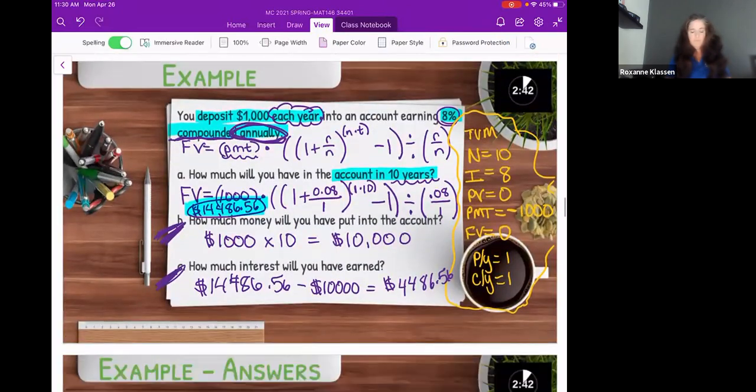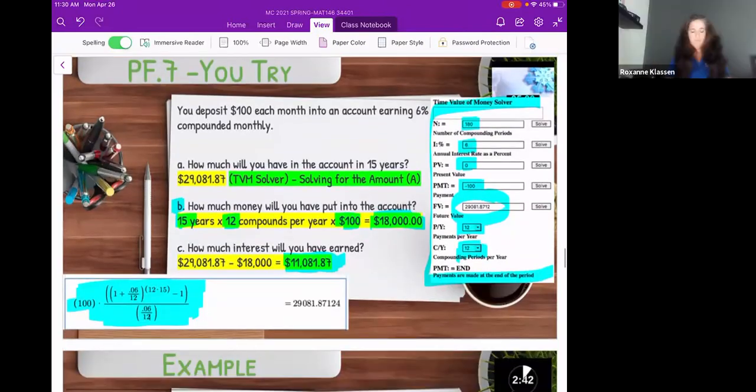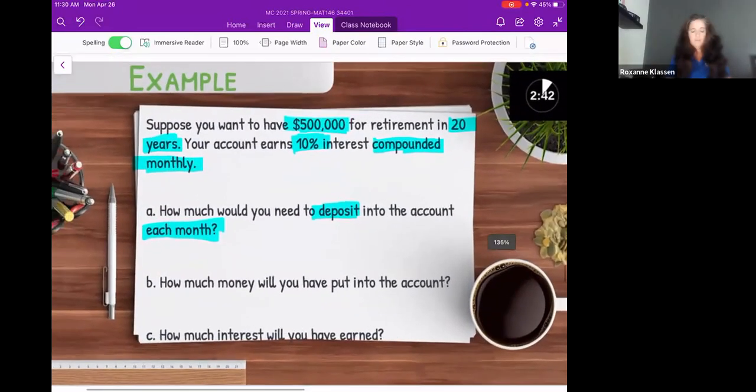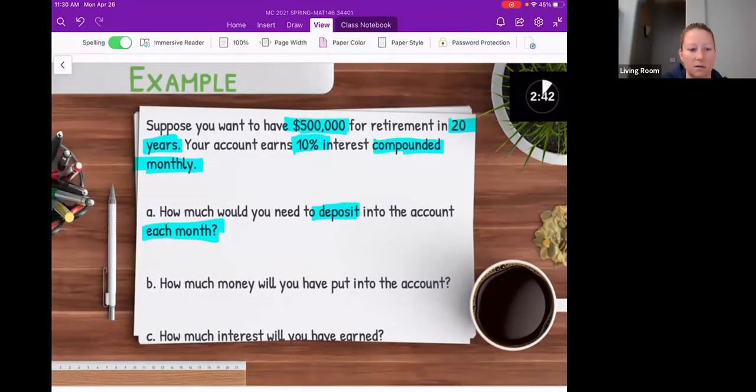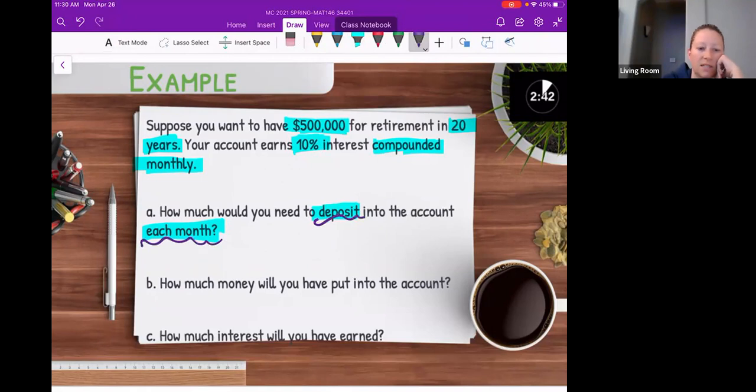If you scroll back down for me, it was, sorry, I have a bunch of kids. You're good. It was how much will you put in the account or something like that. Yeah, how much would you need to deposit? And then it says deposit each month. Excellent. So if we're doing it over and over and over again, it's got to be a payment that we're solving for. Okay. So it's got to be a payment. Any questions on how we know it's a payment?